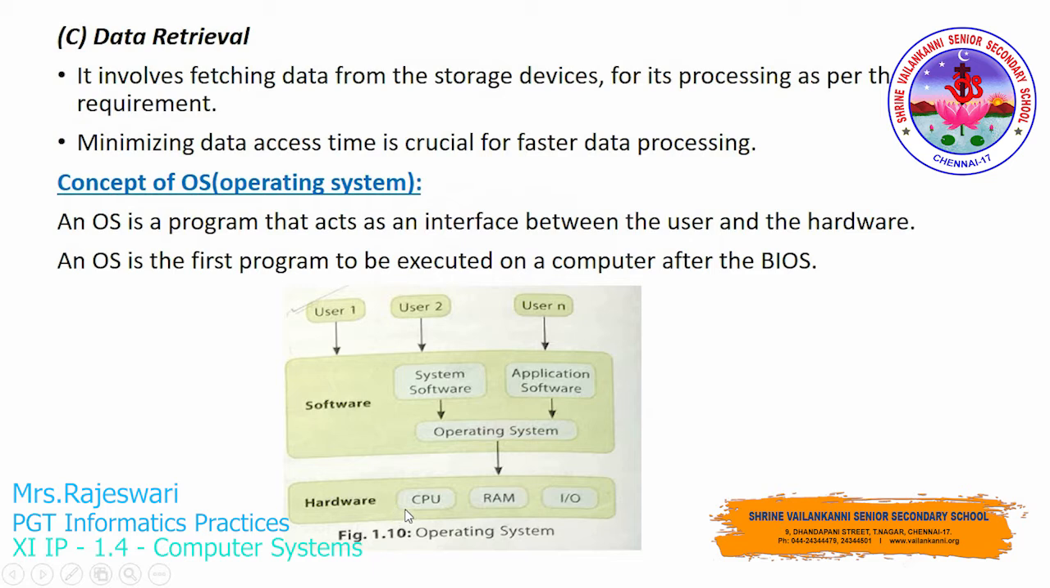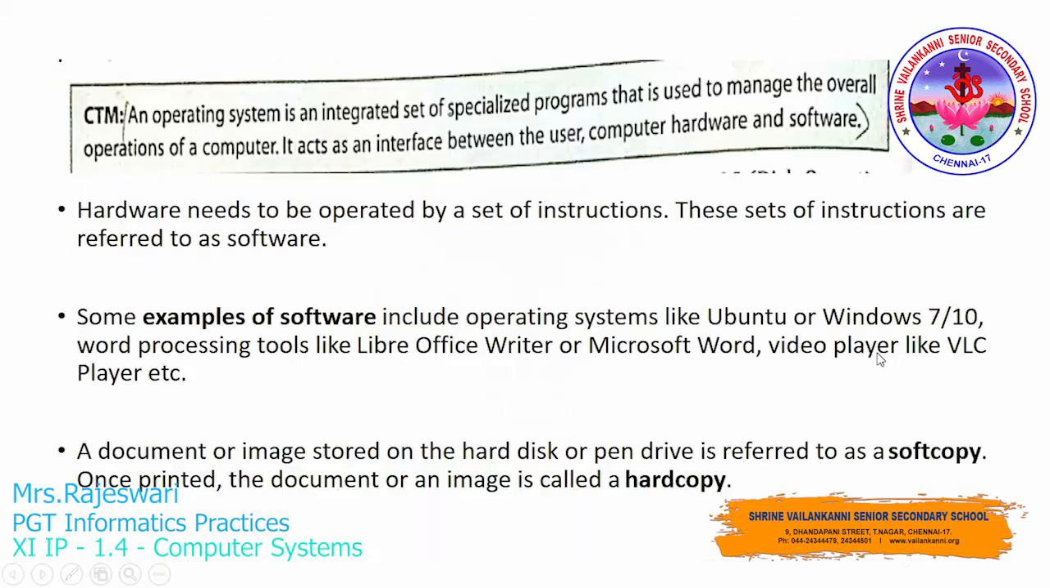And if you look at the hardware, you have CPU, RAM and input and output devices. All these things come under hardware. And if you look at the software, you have two categories. One is system software and the other one is application software. So what is meant by system software and what is meant by application software? All these things we will discuss now.